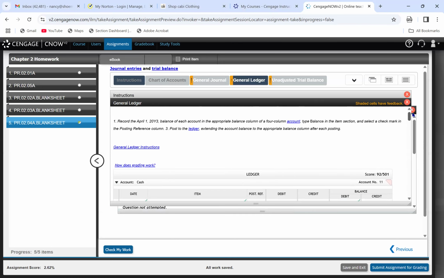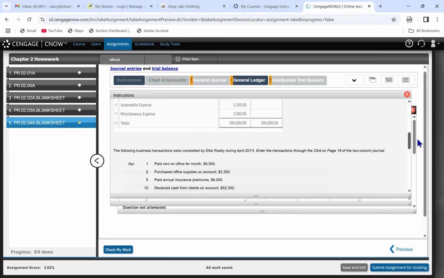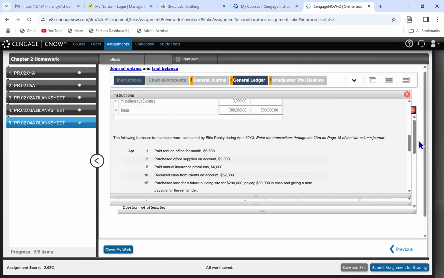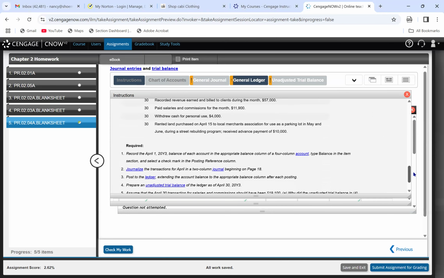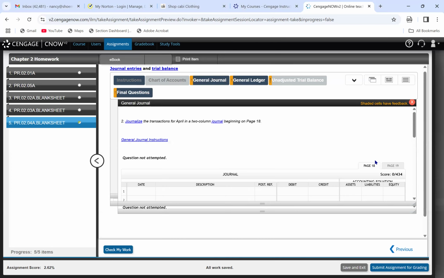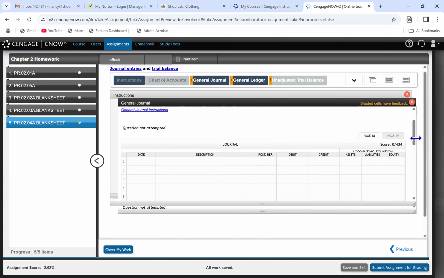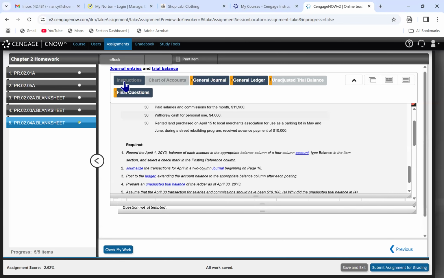Okay, the next step we're going to do in the instructions, as we move down, is the following business transactions were completed. What they want us to do is journalize the transactions for April in a two-column journal beginning on page 18. So here's our journal. We'll start with page 18. You see how you have a page 19 and page 18. And we are going to journalize those transactions.